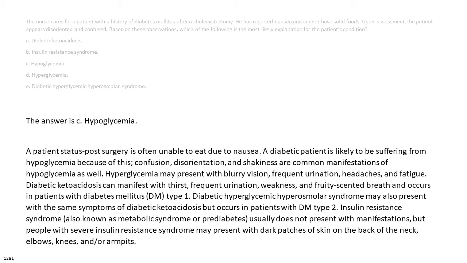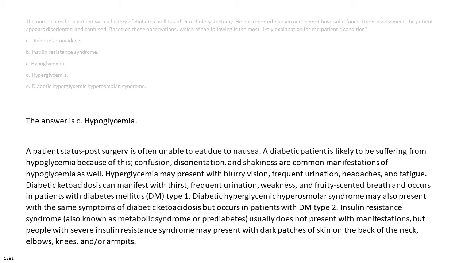Hyperglycemia may present with blurry vision, frequent urination, headaches, and fatigue. Diabetic ketoacidosis can manifest with thirst, frequent urination, weakness, and fruity scented breath and occurs in patients with diabetes mellitus, DM, type 1. Diabetic hyperglycemic hyperosmolar syndrome may also present with the same symptoms of diabetic ketoacidosis but occurs in patients with DM type 2.